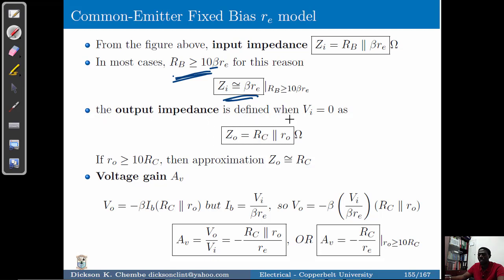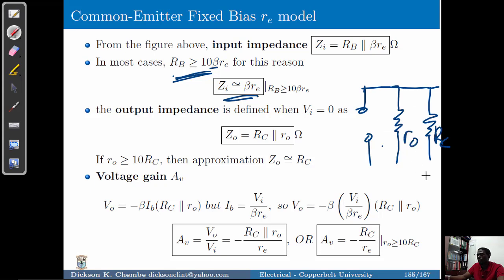Then the output impedance is defined when the input voltage is 0. When the input voltage is 0, the source becomes 0, and what remains is only RO and RC. So you've got RC there and RO. The output impedance ZO is then just these two resistances in parallel, RC parallel to RO, and you obtain your solution in that way.